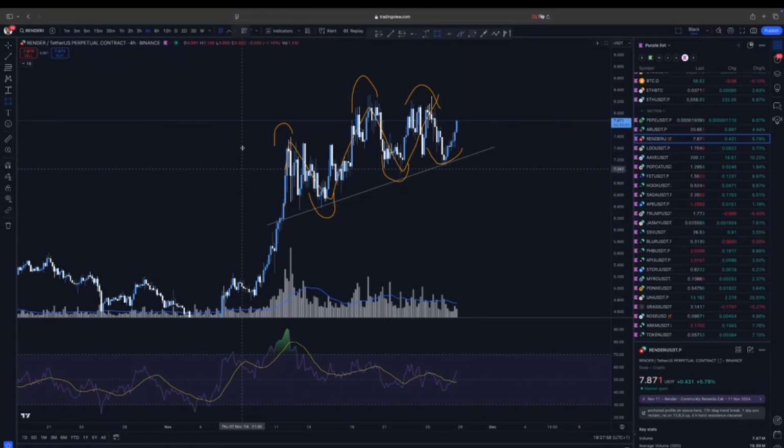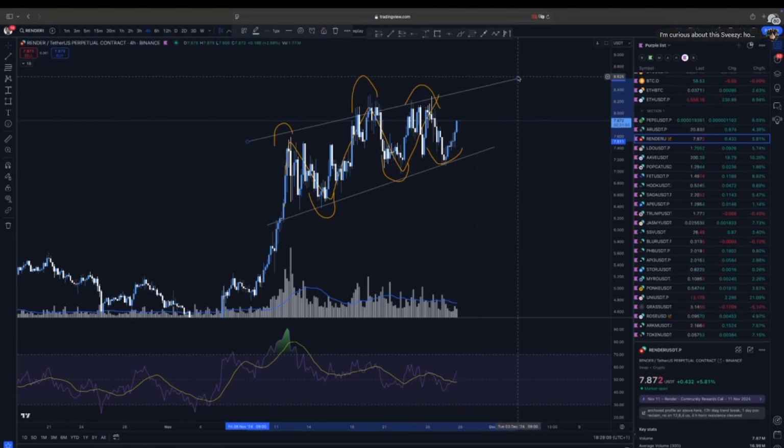If you have a range or a channel and it respects this and it respects this, okay, cool. Every time it hits the top, I'm going to short it to the bottom. That's okay. Not a super high probability play.